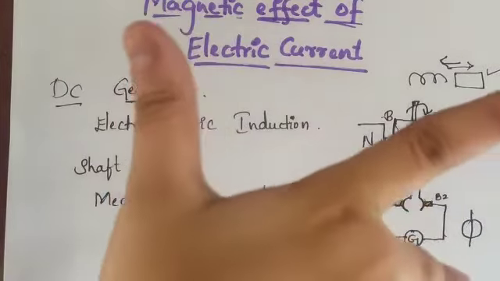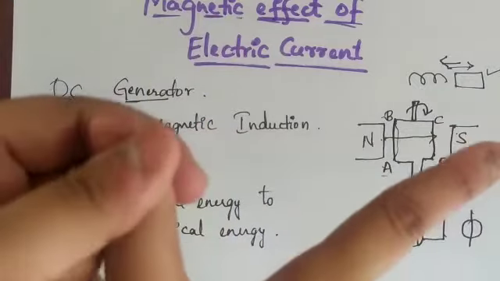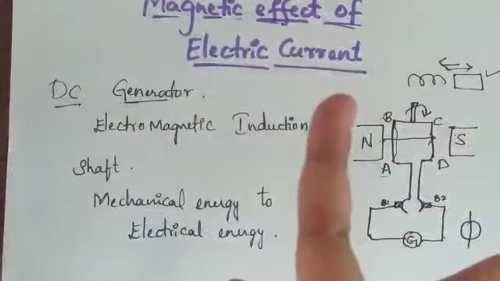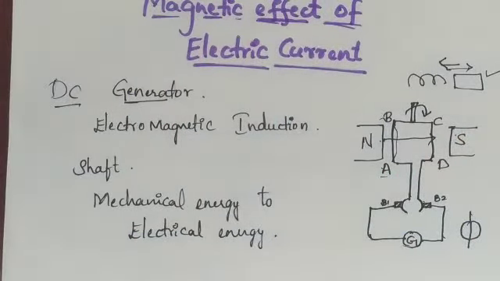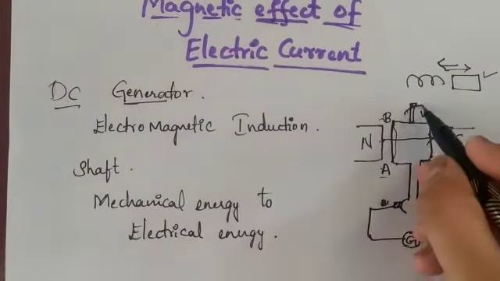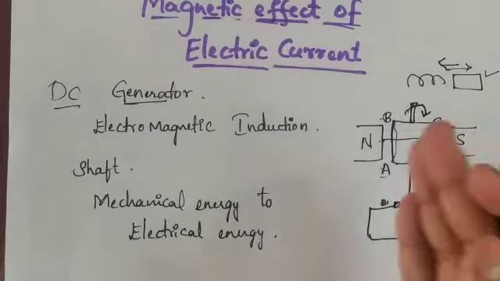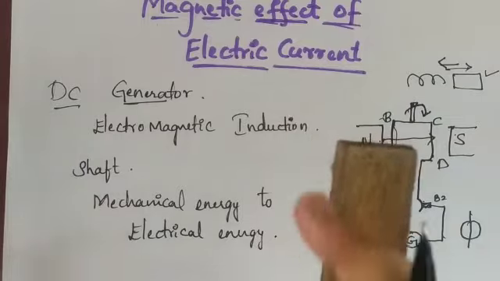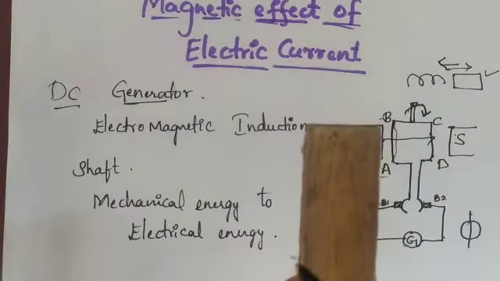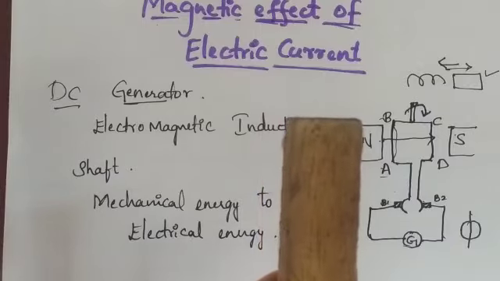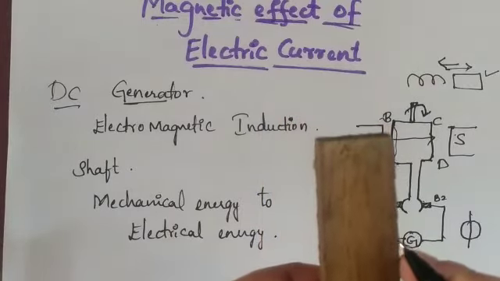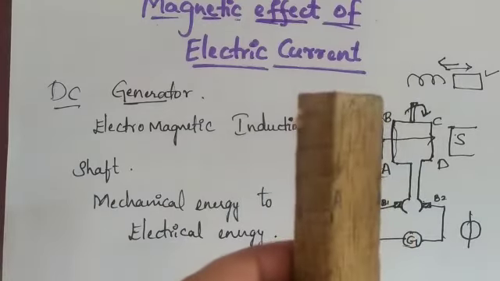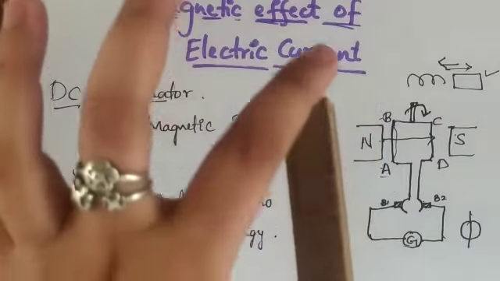Now I'll stretch three fingers like this. This shows the direction of motion, this shows the magnetic field, and this shows the direction of current. Now when I start rotating in a clockwise direction, the side that comes upward, for instance if I consider this as an armature and rotate it clockwise, say this is D and this is the A position, then A comes upward.